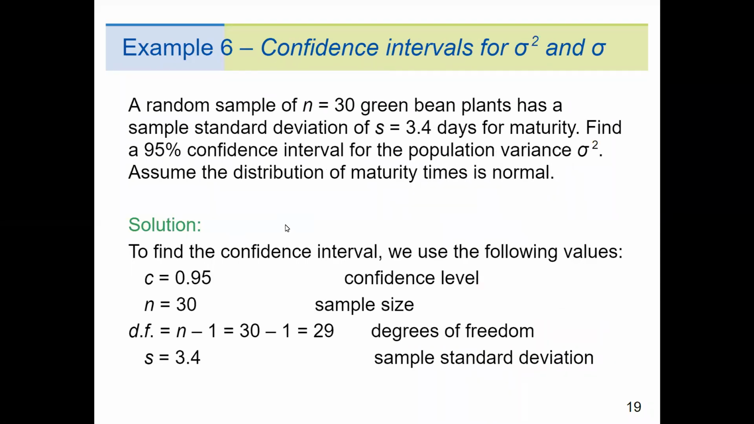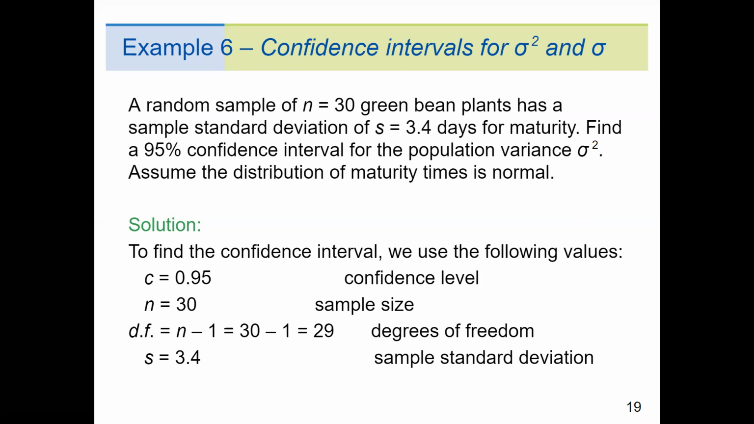A random sample of n equal to 30 green bean plants has a sample standard deviation of s equal to 3.4 days for maturity. Find a 95% confidence interval for the population variance. Assume the distribution of maturity times is normal.